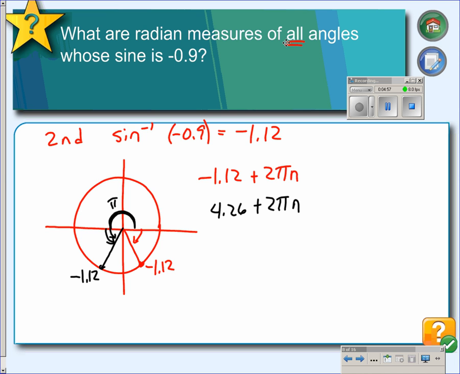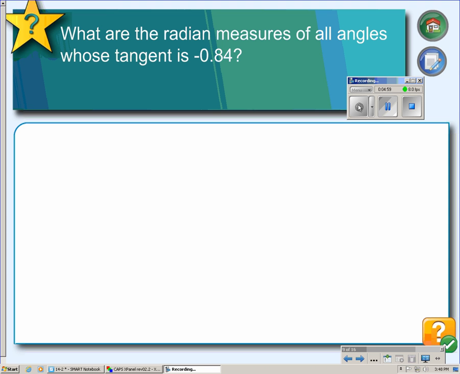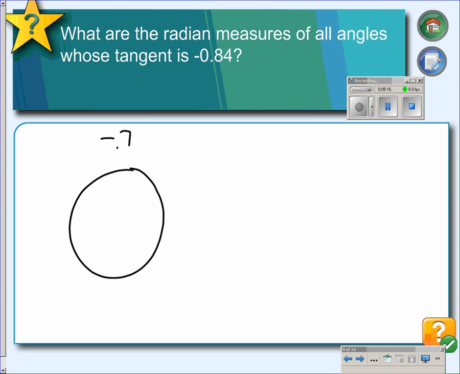Okay, so if we want to find all radian measures of angles whose tangent is negative 0.84, we would do inverse tangent of -0.84, and we would get negative 0.7. So on the unit circle, a tangent that's negative 0.7 is going to be in this region. So if we want all angles, it's going to be negative 0.7 plus 2πn, so that every time you come around the circle and land on that spot, you'll get the same answer.